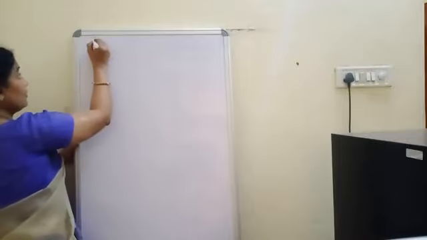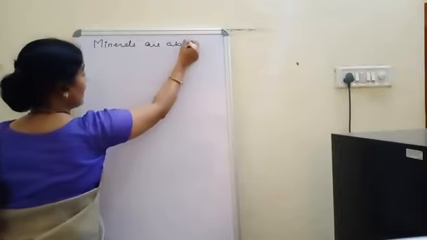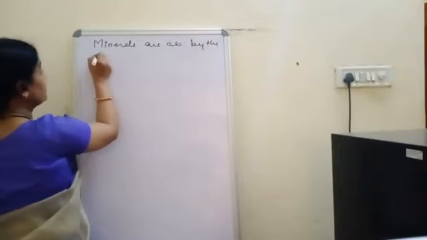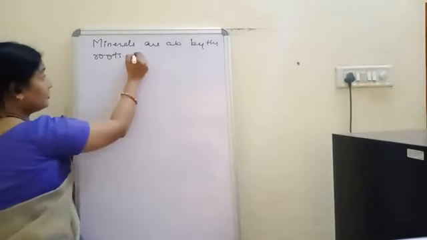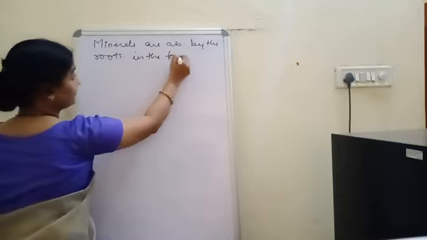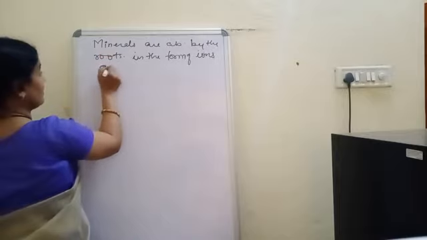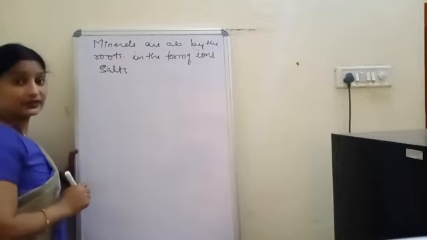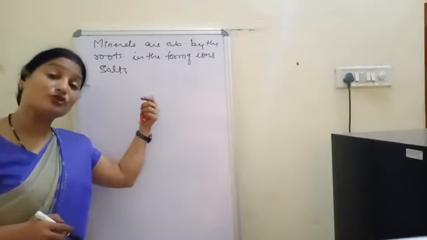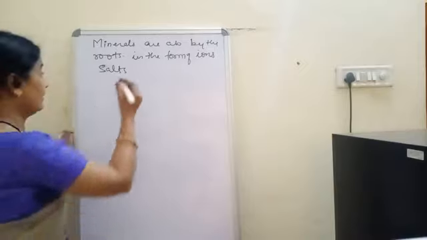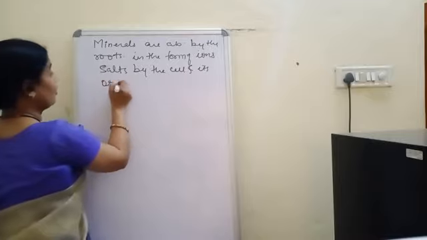Okay. Now, minerals are absorbed by the roots. Okay. How are they absorbed? In which form? In the form of ions and salts. Okay. Minerals are absorbed in the form of ions and salts by the cell and its organelles.